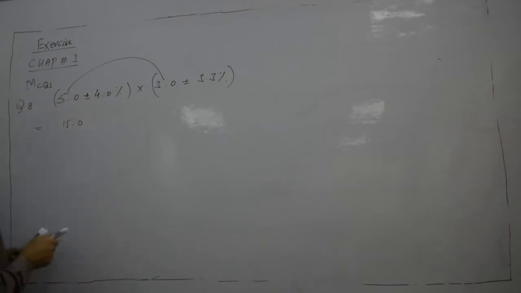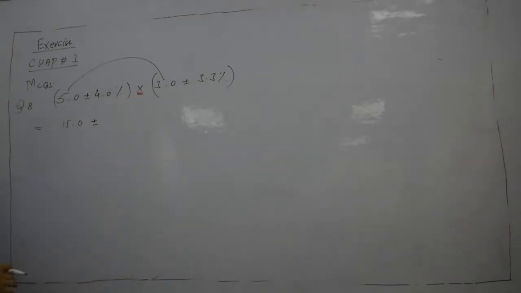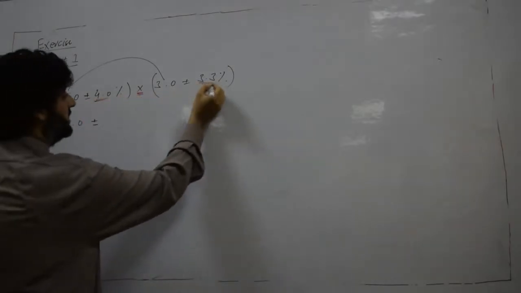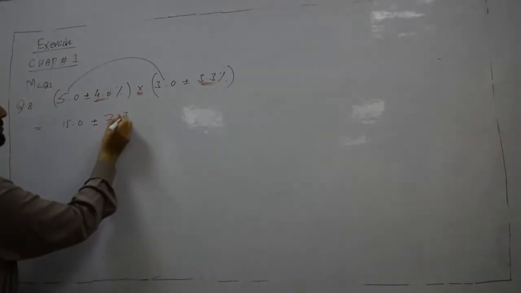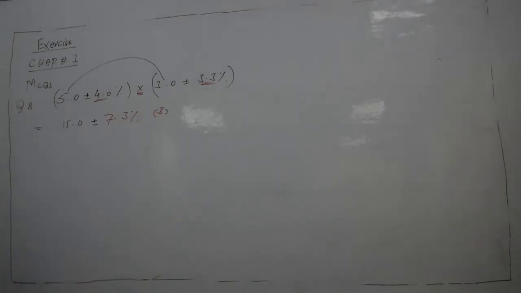Now look at the uncertainties here. The rule is multiplication here, so we have to add the percentage uncertainties. So it will be 7.3%. Option B is the correct answer. Look at MCQ number 9.